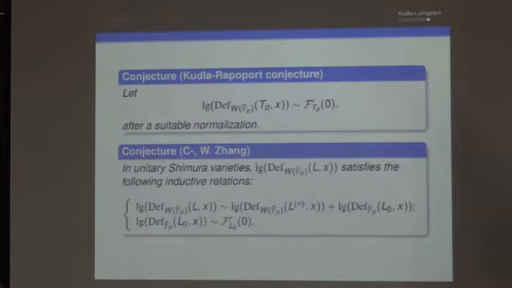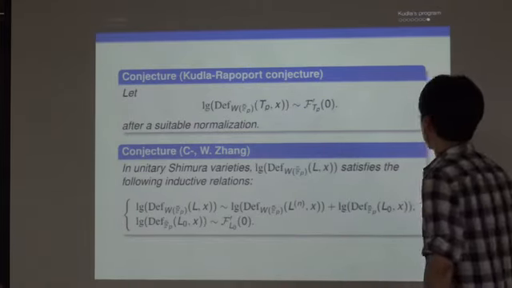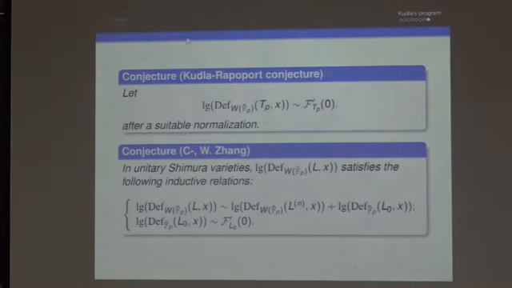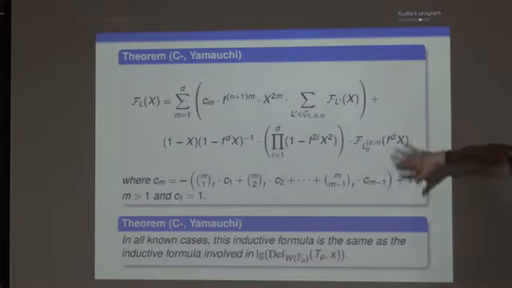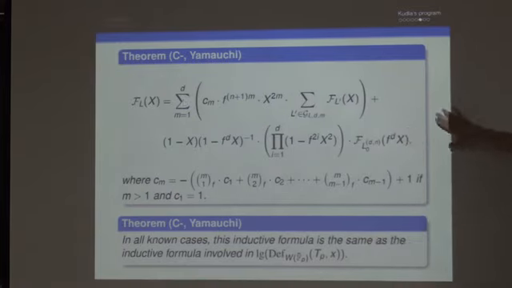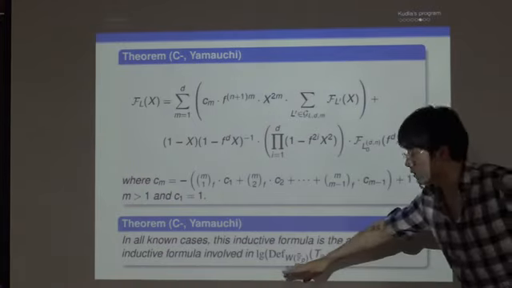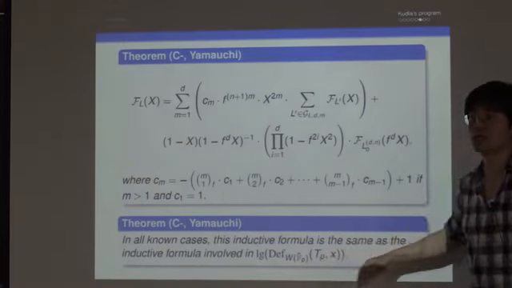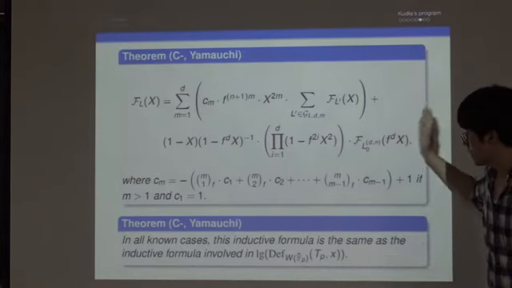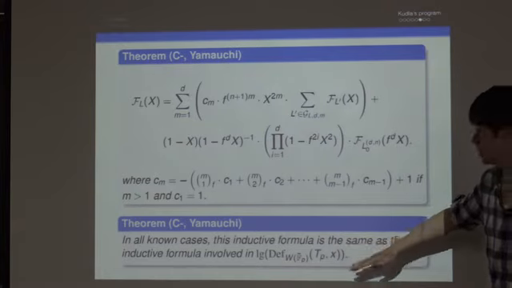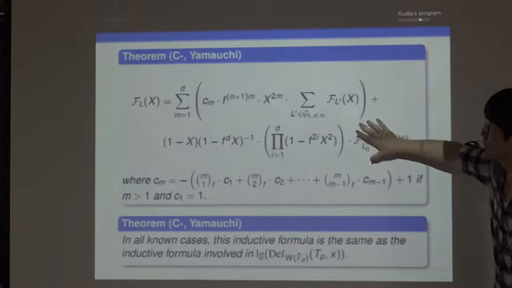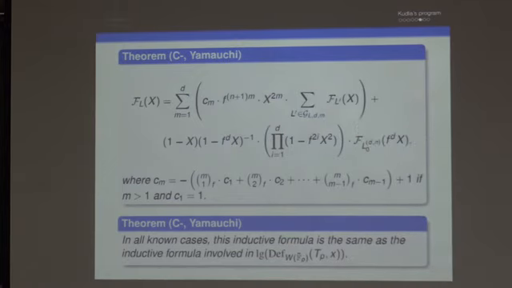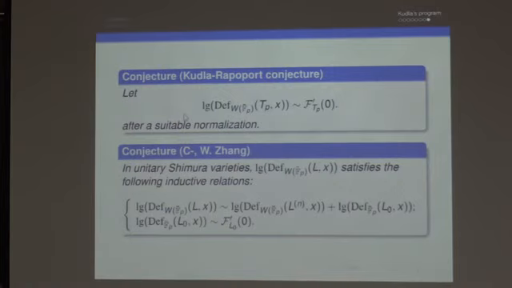And Wei Zhang and I made the following conjecture. How I could get this is that I said this formula, in all known cases, is the same as the formula used in the calculation in Kudla's program. It means that in unknown cases, if Kudla's conjecture is true, then this local intersection multiplicity should also satisfy the inductive formula coming from this. That's how we could make this conjecture.